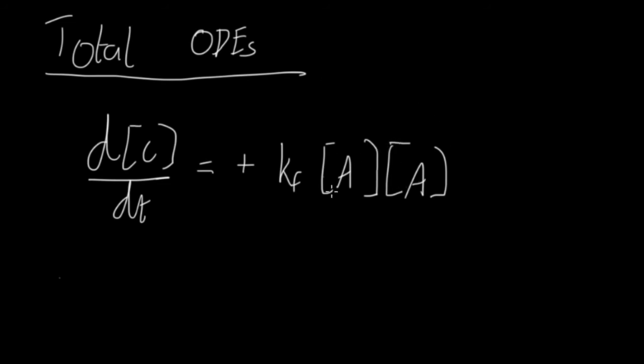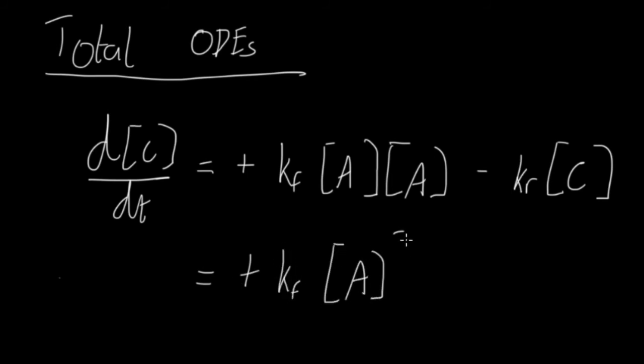But we see that this is just A times A, or A squared. So just to finish out this total ODE, Kr times the concentration of C, so the reverse reaction is being used up, so it's minus, and C is the reactant. But we can rewrite this as K forward times the concentration of A squared minus Kr times C.